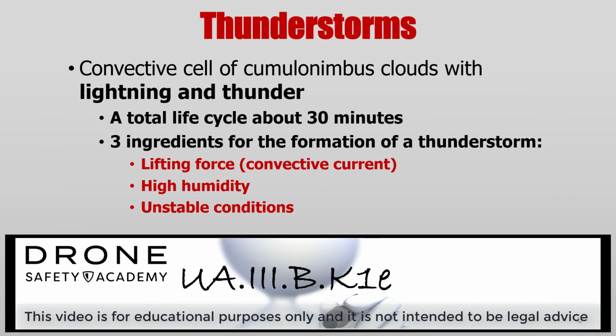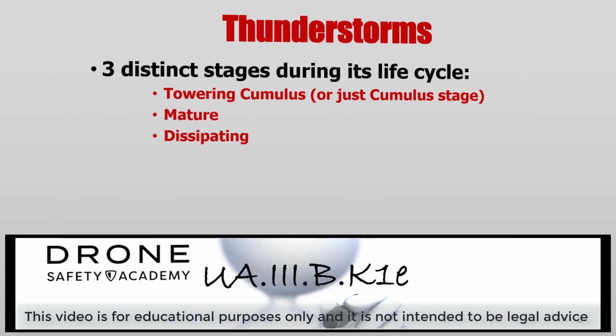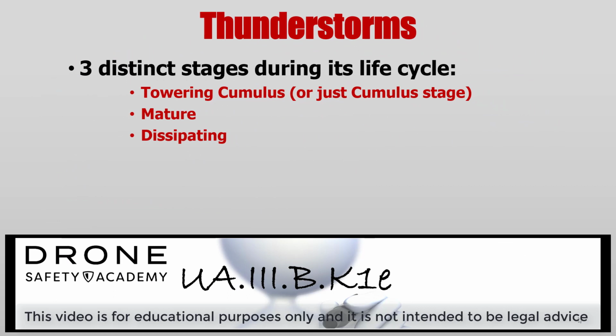Thunderstorms are a convective cell of cumulonimbus clouds with lightning and thunder. The life cycle of a thunderstorm is roughly 30 minutes, and there are three ingredients for the formation of a thunderstorm: naturally a convective current or lifting force, moisture and high humidity, and unstable conditions. Thunderstorms have three distinct stages during their life cycle: towering cumulus, or oftentimes we just say cumulus stage, mature stage, and dissipating stage. The mature stage is the most hazardous of the three stages.